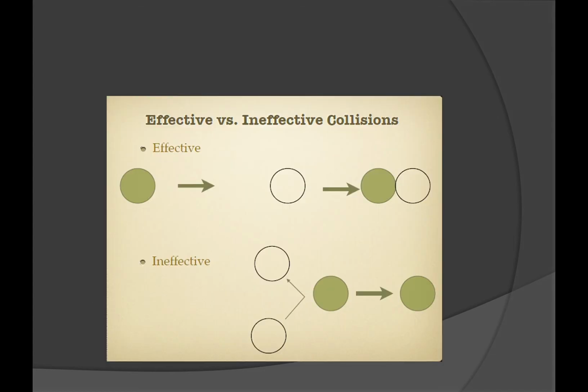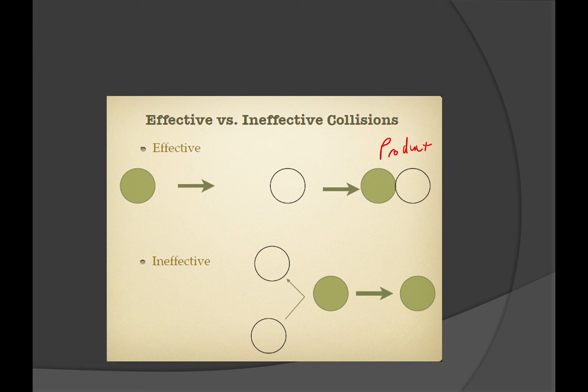Quick little example here of an effective versus an ineffective collision. Considering the green atom with the open, white, or beige atom, whatever you want to call that. It's a closed circle versus an open circle. If we have an effective collision, those two can then combine, the reaction can commence, and we end up with a product here.